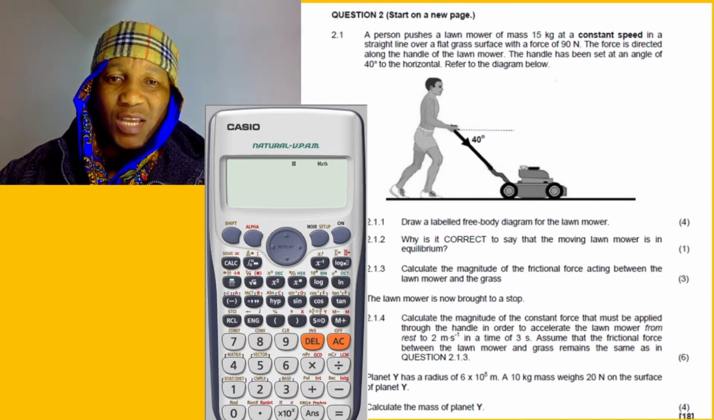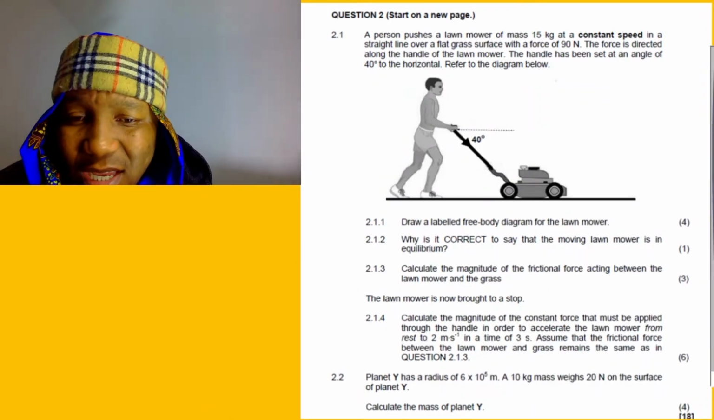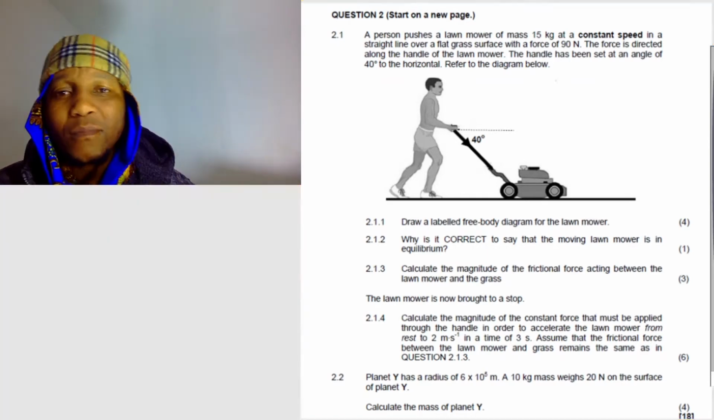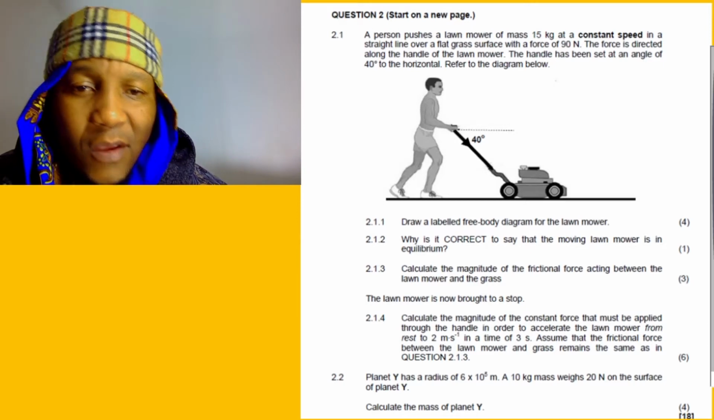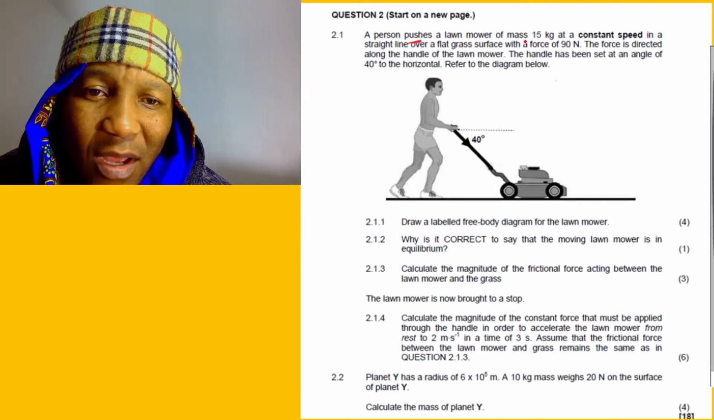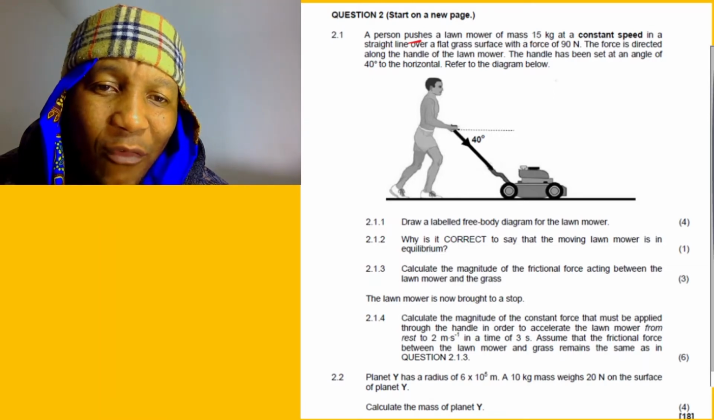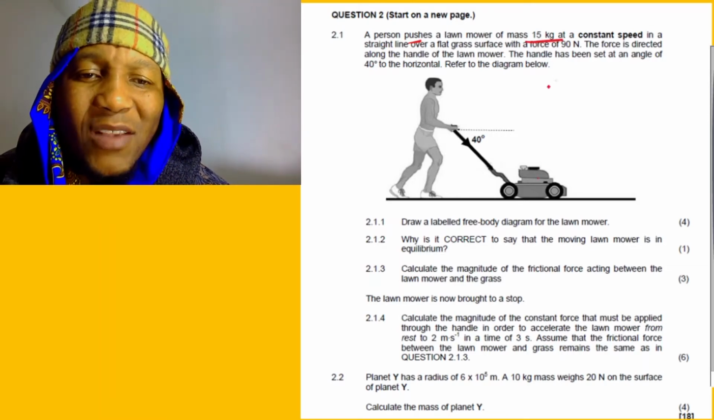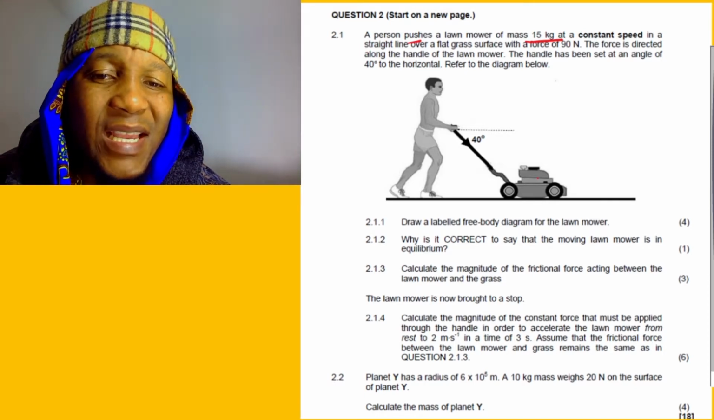Okay, let's go to this question here. Without further ado, I'm going to push my calculator aside. So let's say here, look, this man here, get my pen ready. A person pushes a lawnmower of mass, a mass of lawnmower equal to 1.5, but has a constant speed in a straight line.